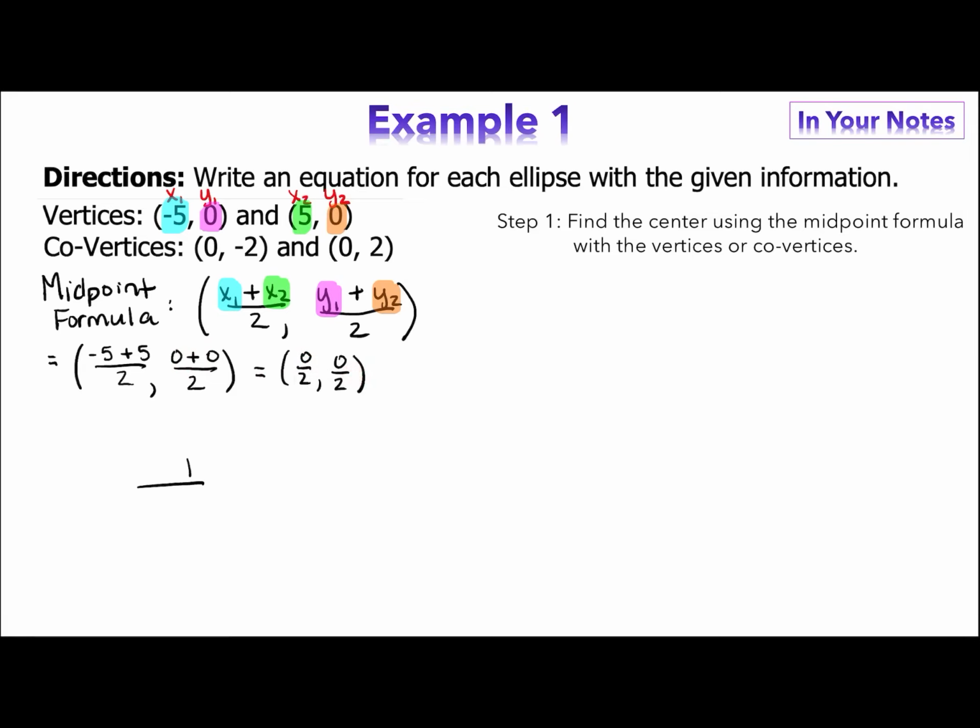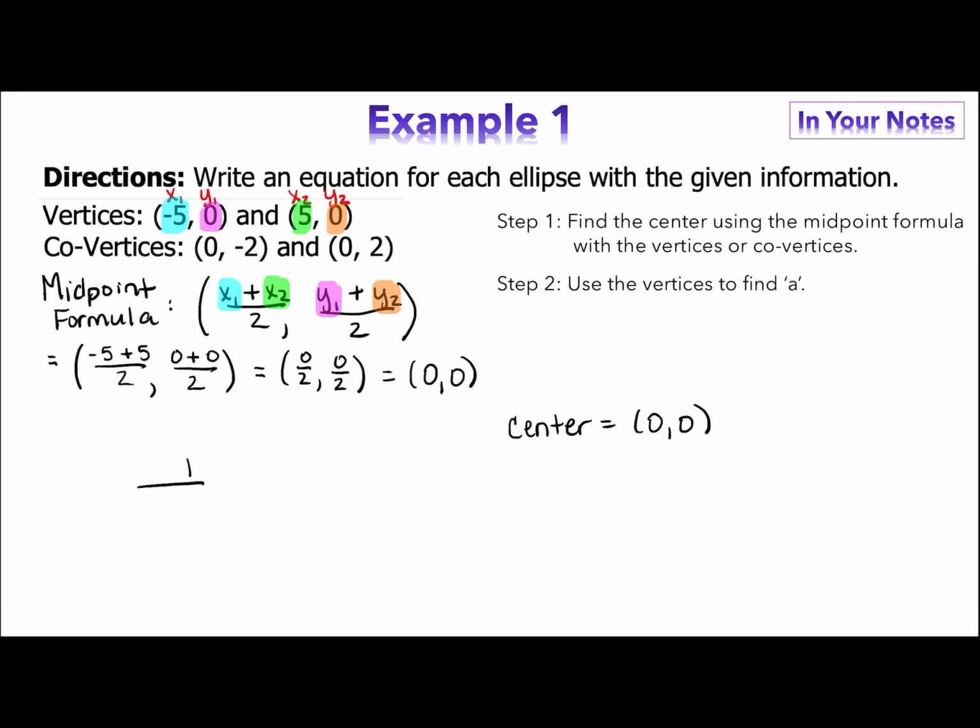-5 plus 5 is 0, and then 0 plus 0 is 0. They both have a denominator of 2. 0 divided by 2 is 0, and then 0 divided by 2 is 0. What we just found, though, was the center. So you're going to write that down somewhere at the bottom right of your paper. So the center is 0, 0.